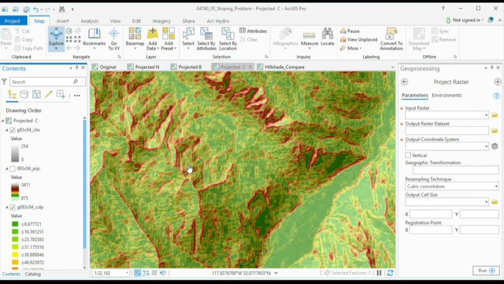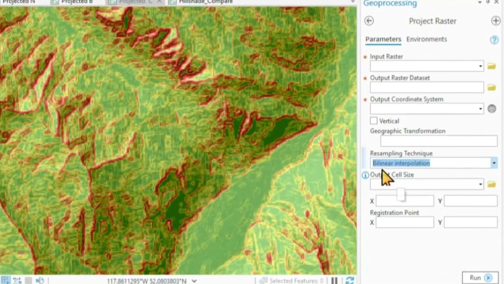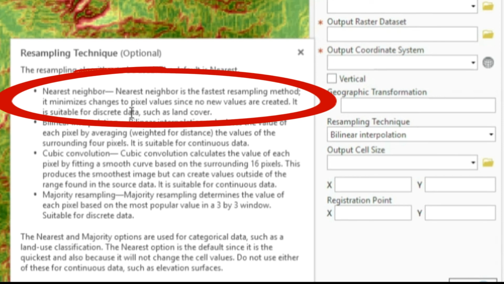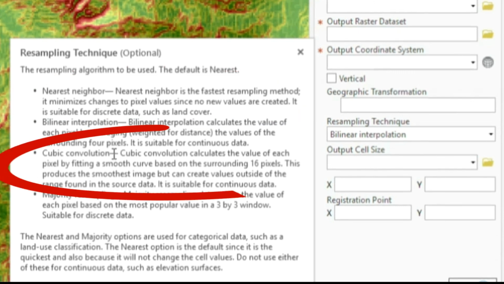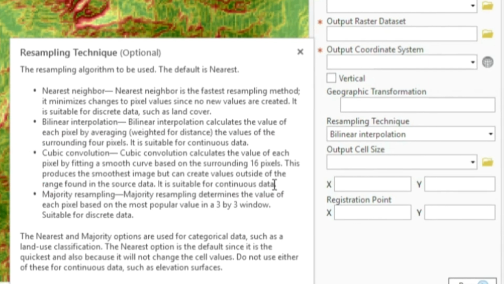So to summarize, when you use the raster projection tool and you are projecting continuous data sets, then you must use the bilinear interpolation as your sampling technique. It says here, suitable for continuous data, while the nearest neighbor is suitable for discrete data, such as, for instance, land cover code 1, 2, 3, 4, 5, or soil type A, B, C, D, E. And whilst it states that the cubic convolution is also suitable for continuous data, we can see that it does not work for elevation models.